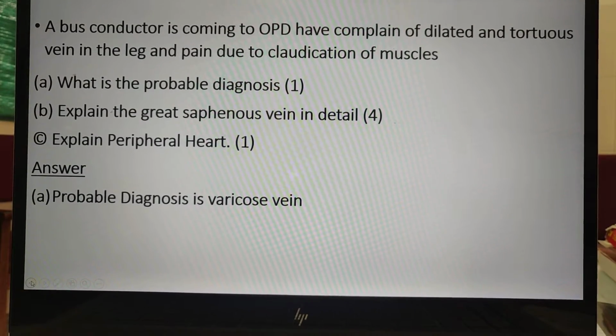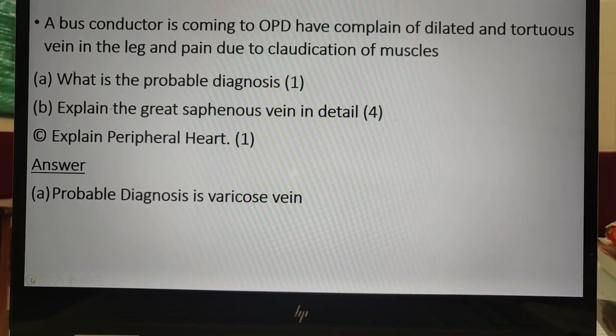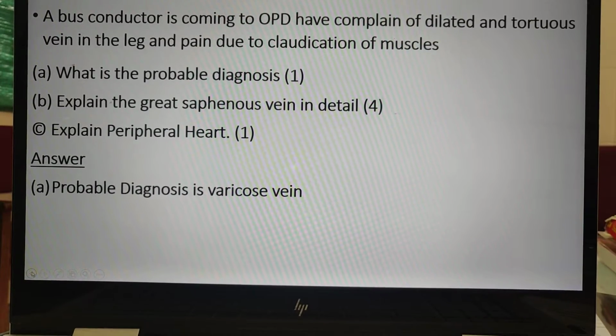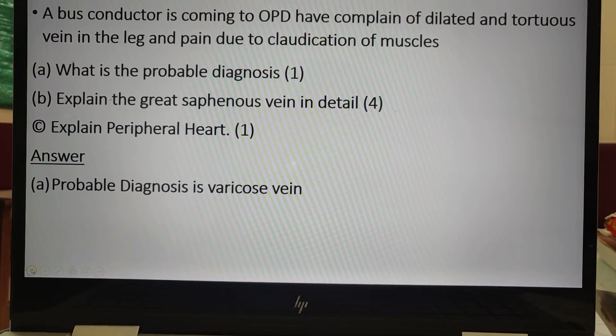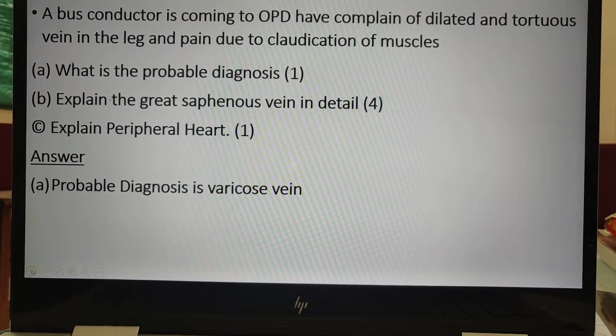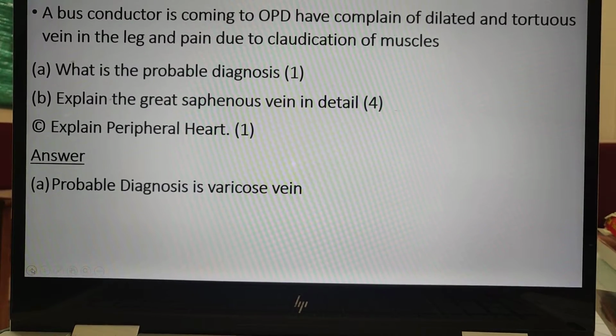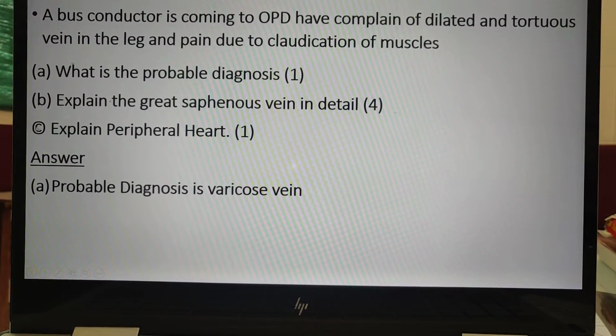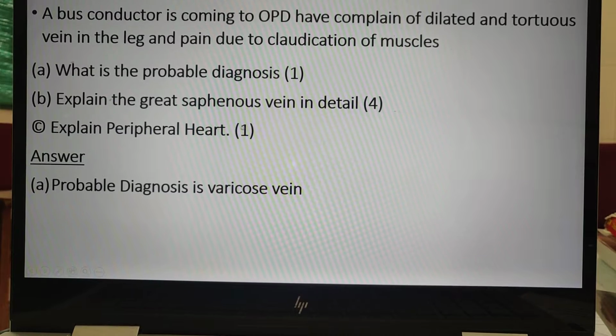Today we will discuss a clinical based question on varicose vein. A bus conductor comes to the OPD with a complaint of dilated and tortuous veins in the leg and pain due to claudication of the muscles. What is the probable diagnosis? Explain the great saphenous vein in detail. Explain the peripheral heart.